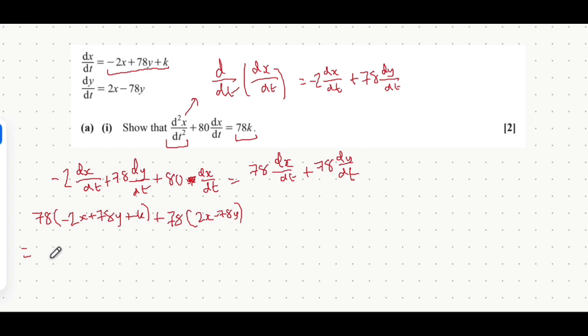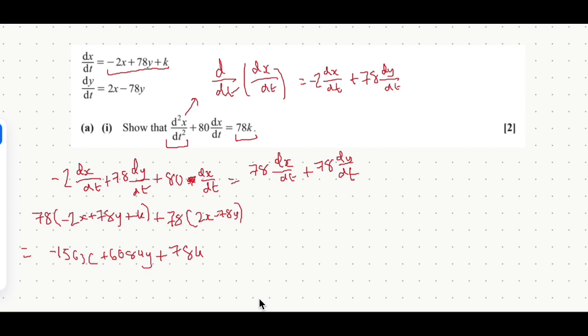78 times minus 2x is minus 156x. 78 times 78y is 6084y. Okay, 78 times k is plus 78k. 78 times 2x, I'm just going to very quickly double check that I'm doing everything correct here. So plus dx by dt. You guys can skip ahead a few seconds if you'd like.